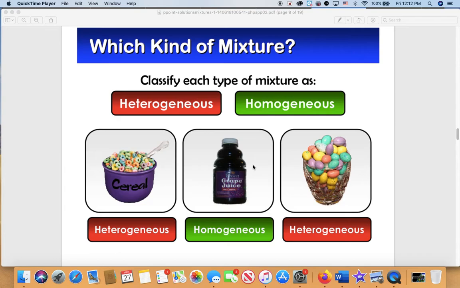So olive oil and vinegar is a perfect example. Salad dressing, that oil separates on the top and the vinegar kind of goes to the bottom because of different densities.